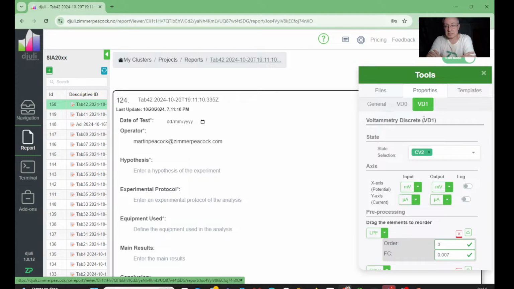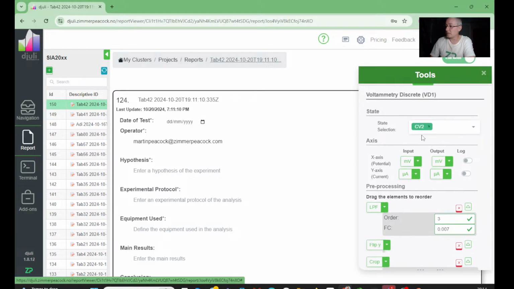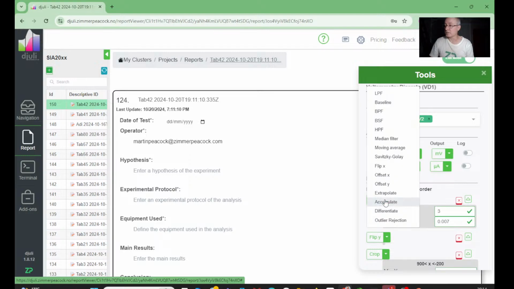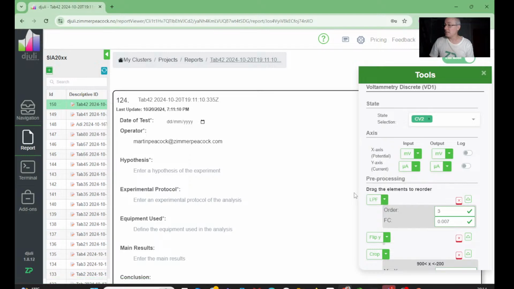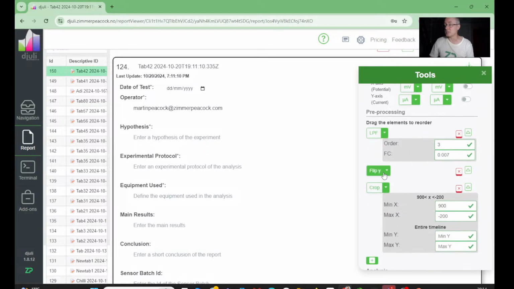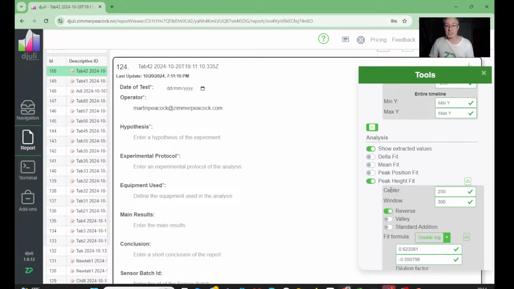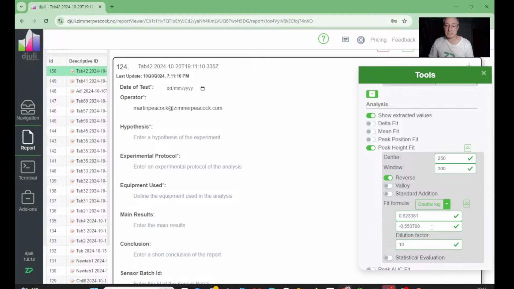Because every time the sensor or potentiostat works, it sends its data to the cloud. We've set this cloud up so that it filters data. We've done what's called a low pass filter, though I've got loads of filters in here. It's flipped the data around the y-axis. That made it easier. We cropped the data, so we looked in a particular window of potential. And then we said, go and find the peak height on the reverse scan in the window centered at 250 millivolts, plus or minus 300 millivolts, and fit it to this formula.